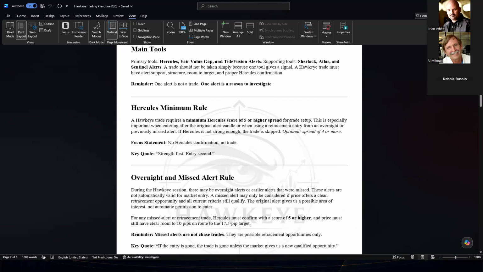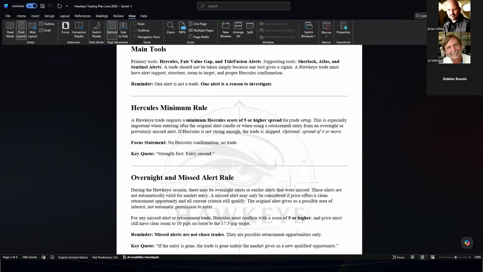Our main tools, again, are very, very simple. Hercules, and fair value gap is what Al has added to the equation that we do not create. But Hercules we create, Tide Fusion alerts we create, and Sherlock, Atlas and Sentinel are all TradeMaster stuff. Those members that are members of the TradeMaster community automatically get Sherlock for free. So there's a lot of value here as well. A trade should not just be taken simply because one of our tools gives you a signal. That's not what it's about.